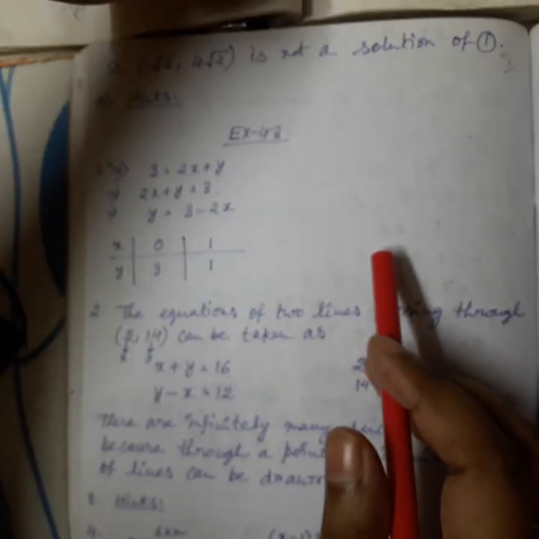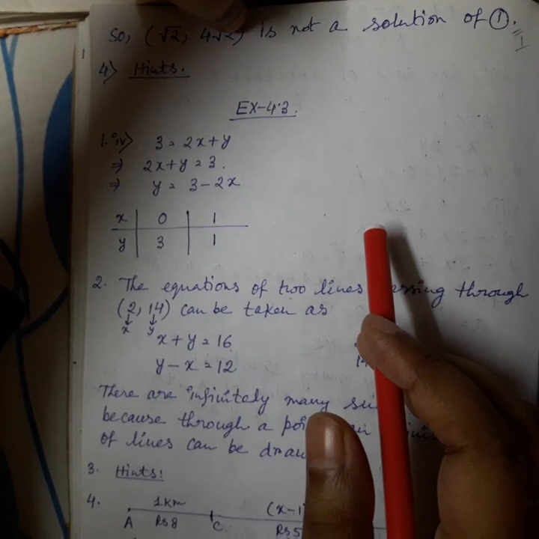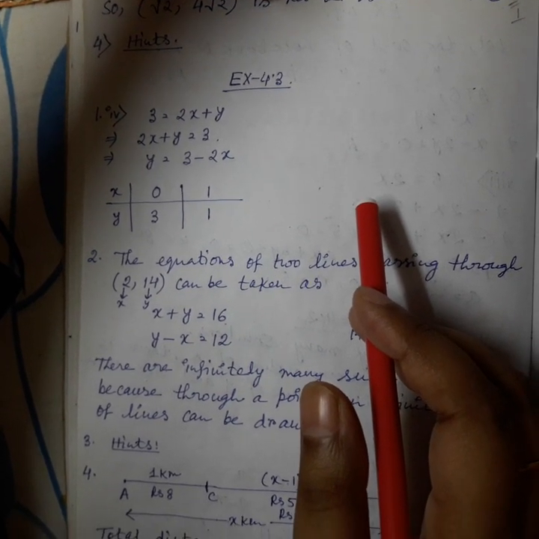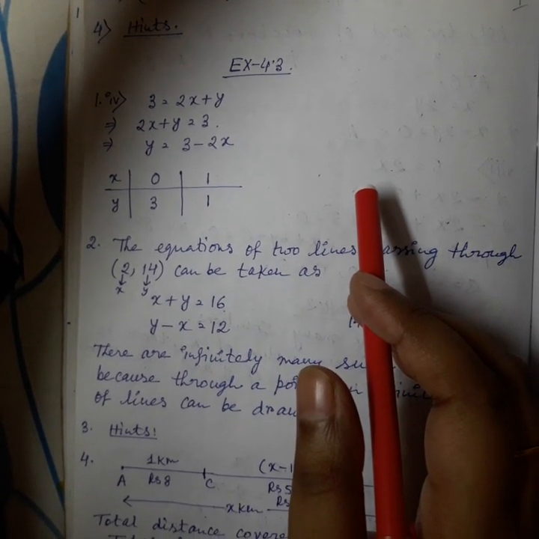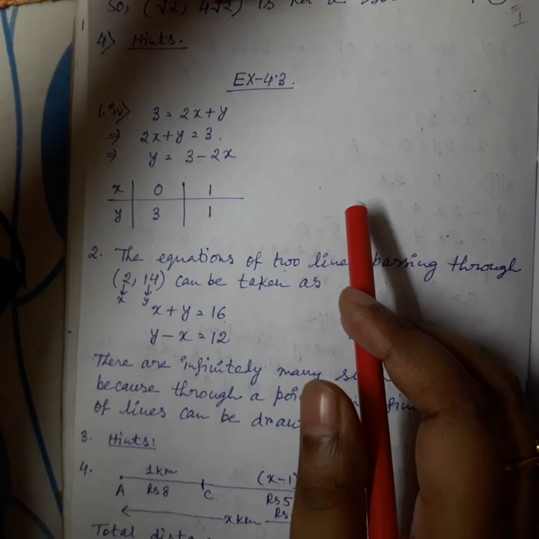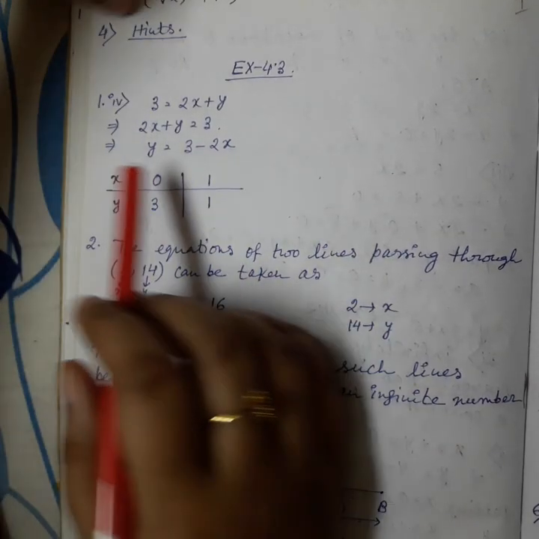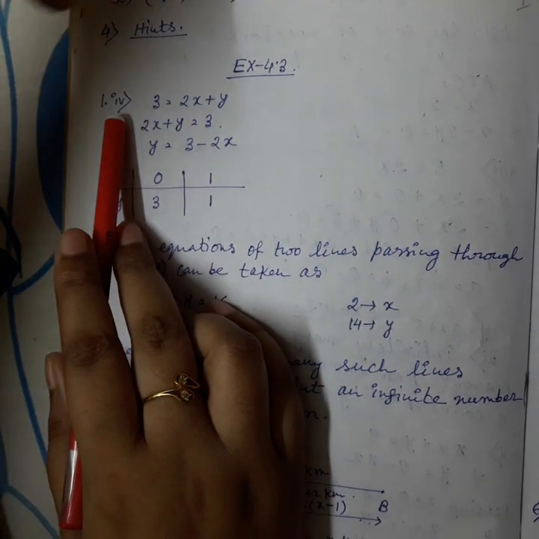Now we are going in next exercise. Question number 1. I am just telling the question. You will follow in your book. Draw the graph of each of the following linear equations in two variables. So that means here the linear equations are given and you have to draw the graph of that linear equation. So question number 1, number 4 I have done.